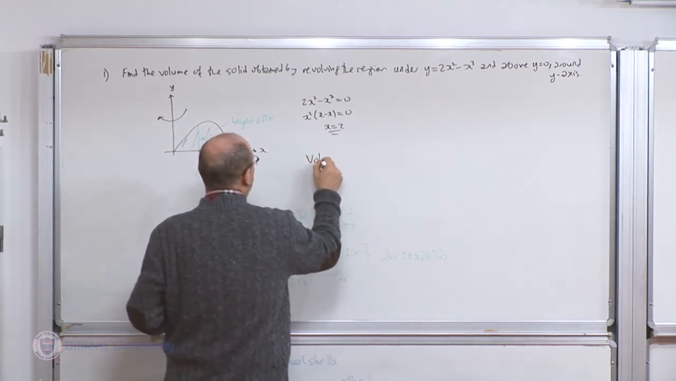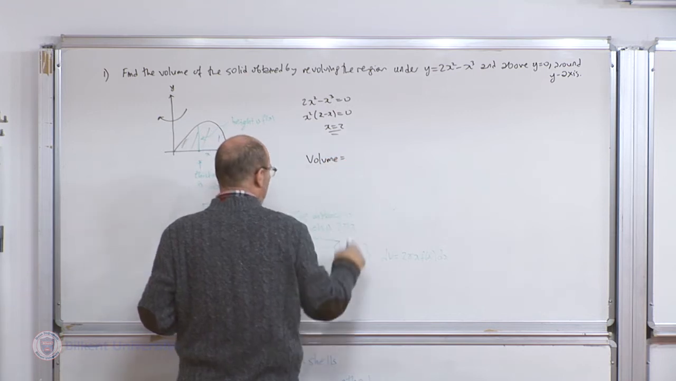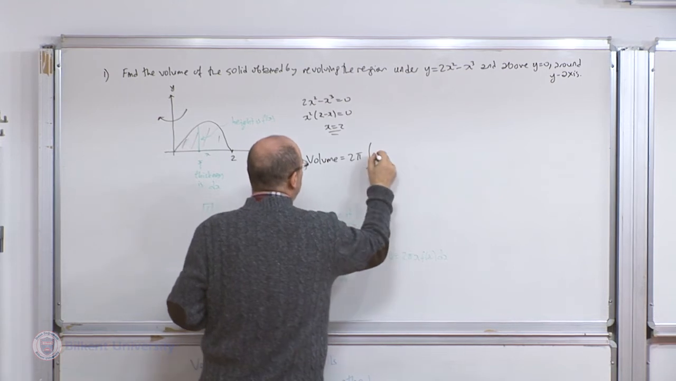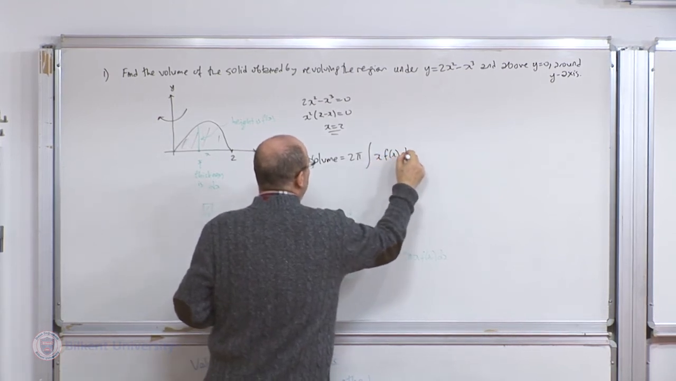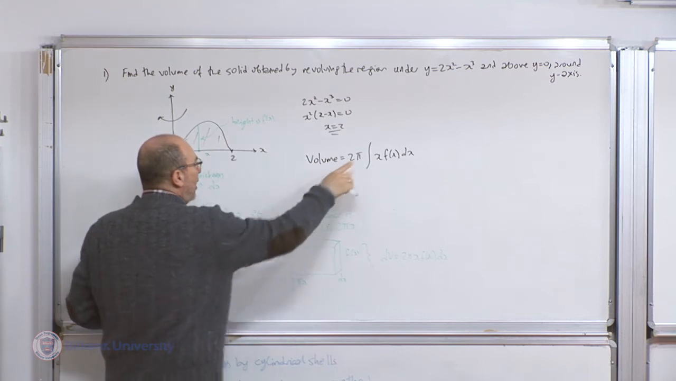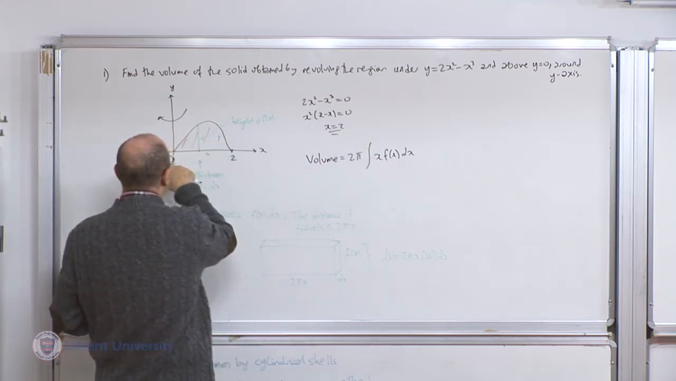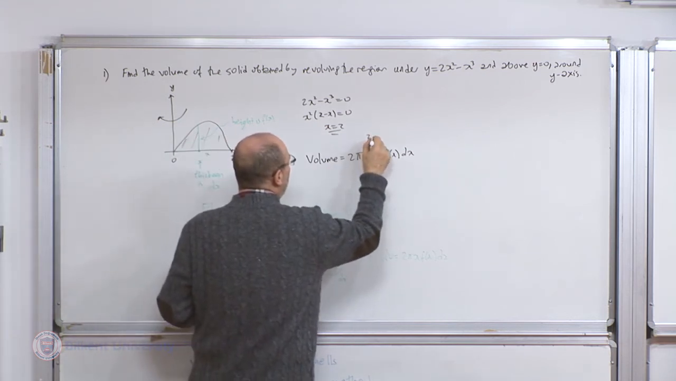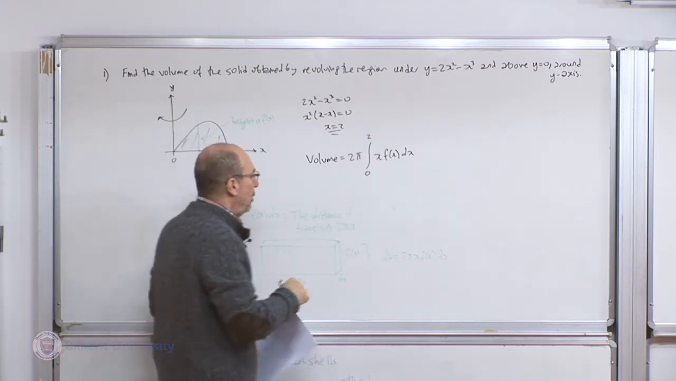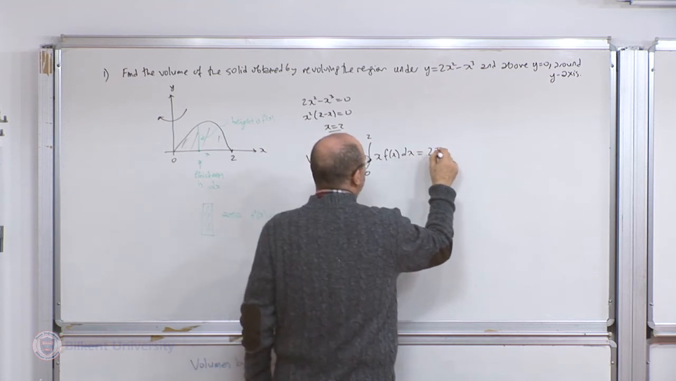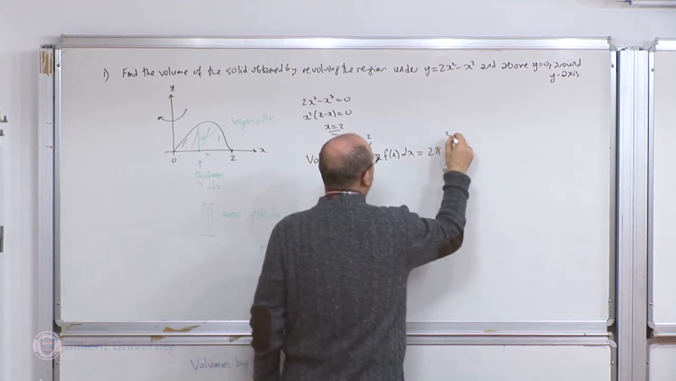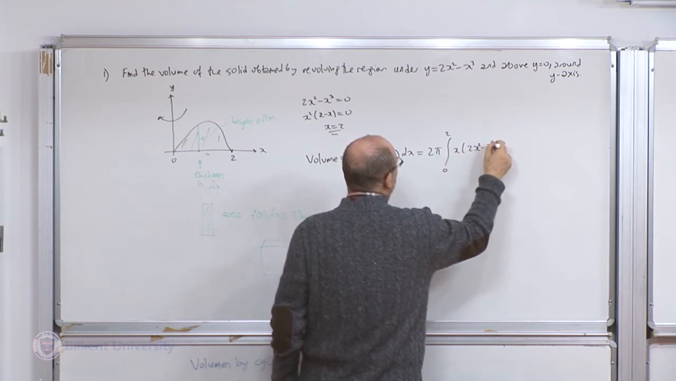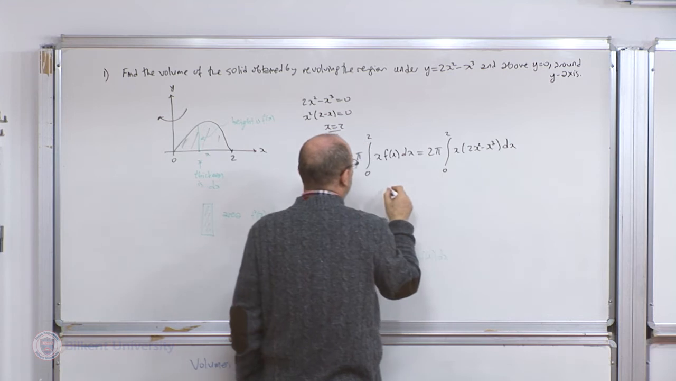So volume is equal to, okay, 2 pi will come out. I will integrate x f of x dx. So this is only the volume at one point, but I want to add, so from 0 to 2. So in this picture, from 0 to 2. Okay, so now that I have this, I start putting in things. So this is x, 2x squared minus x cubed dx. The rest is easy.